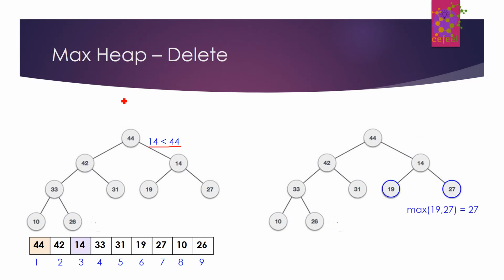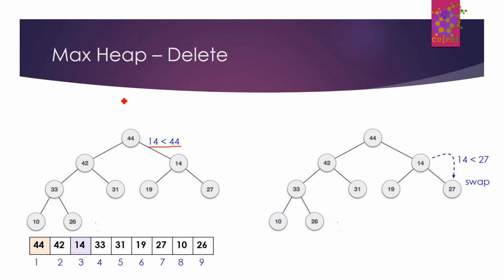The children are 19 and 27, and notice actually both of them are greater than 14, and hence we have to do a bubble down. In bubble down, what we do is find the maximum of the children. So in this case, the maximum of 19 and 27 is 27, and then we'll compare that with the element, which is 14, and we find 14 is less than 27, which means the heap property is destroyed here.